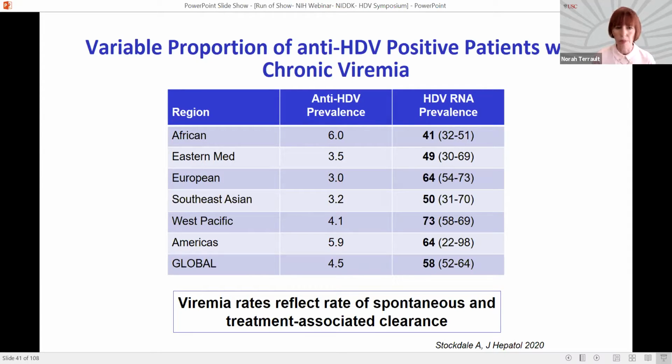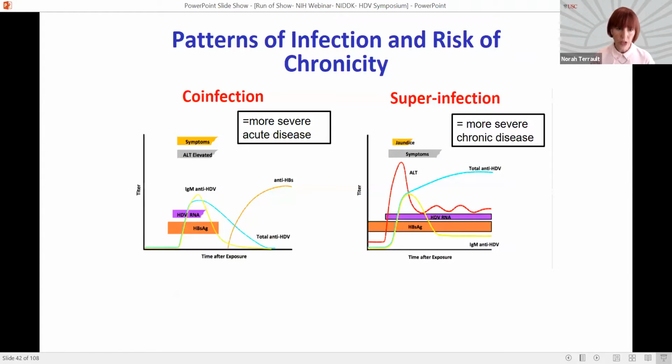It varies anywhere from prevalence of 41% in some of the African studies up to as high as 73% in those from the Western Pacific. And overall, it's around the 60% range. So these viremia rates reflect both spontaneous, mostly spontaneous clearance, as well as treatment-associated clearance. But since our treatments are relatively limited at the moment, most of this is reflective of spontaneous clearance. So how does that spontaneous clearance look?